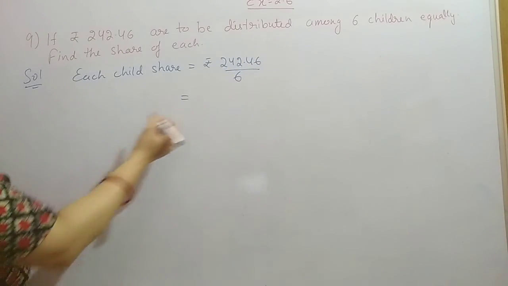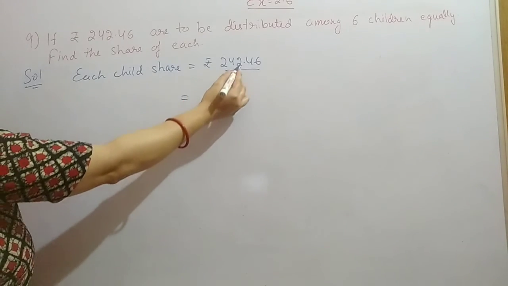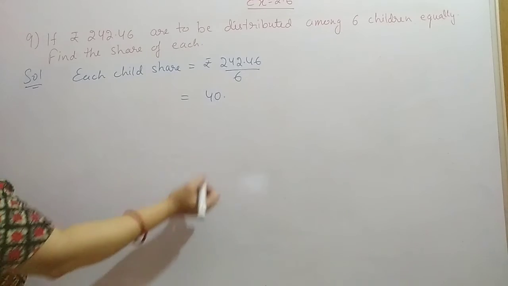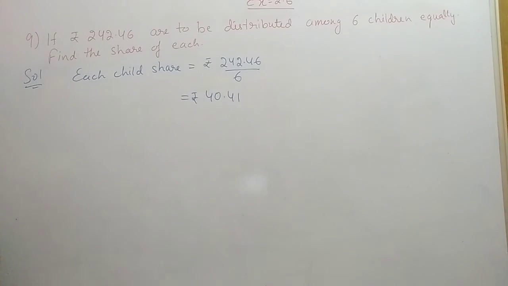You can do the cancellation. You can divide or directly cancel. 6 4s are 24, then 2 will not go, put 0. Again 6 4s are 24 and 1. So 40 rupees 41 paise each child will get.